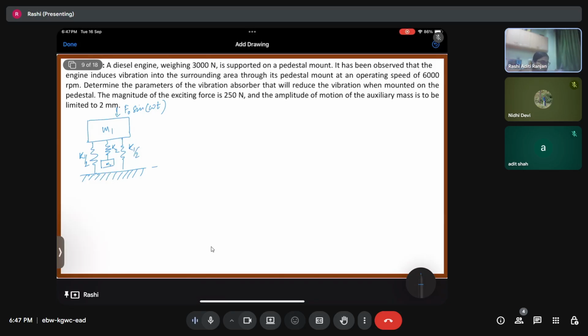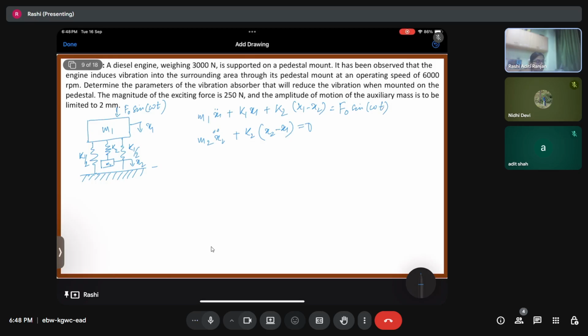So for this kind of system, what do we have? If we write the equation of motion, how is it happening? This is oscillating with x1, and this is going to have a movement of x2. So for m1, we have m1 x1 double dot plus k1 x1 plus k2 times (x1 minus x2) equals, not 0, but F naught sine omega t. For m2, we have m2 x2 double dot plus k2 times (x2 minus x1) equals 0.